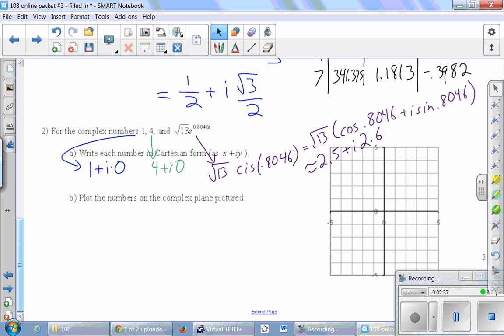B, plot the numbers on the complex plane pictured. All right, so the first one we'll do in blue, 1 plus i times 0. So we go 1 to the right and 0 up or down. Next one is 4 plus i times 0, 4 to the right and 0 up or down. And the last one, 2.5 to the right, and then about 2.6 up, so somewhere around here.